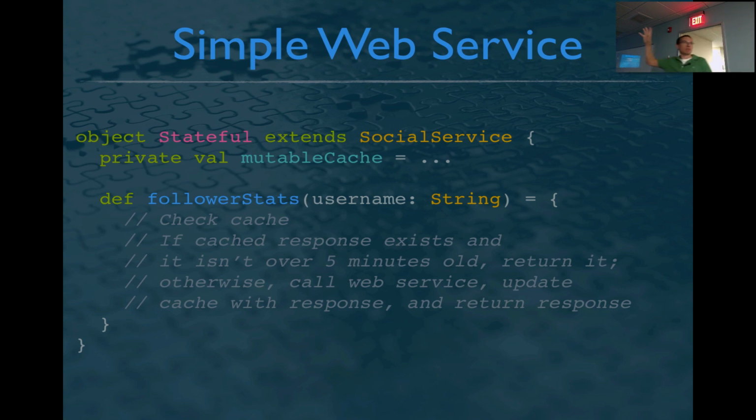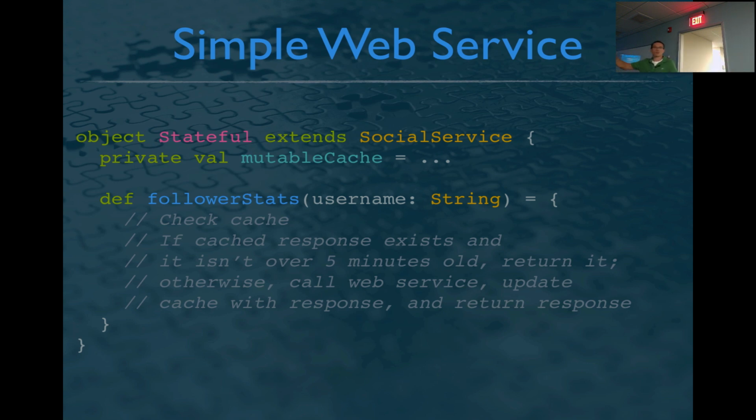This is the classical way, object-oriented programming. This might be how we attempt this. In our classical Spring-style architecture, maybe this is how we do this. So we would introduce a new mutable cache. Now maybe that's a big mutable map, or maybe it's some fancy data structure that supports concurrent access or whatever. But we'd introduce a new field on our class, right? And our follower stats method would probably look something like this.